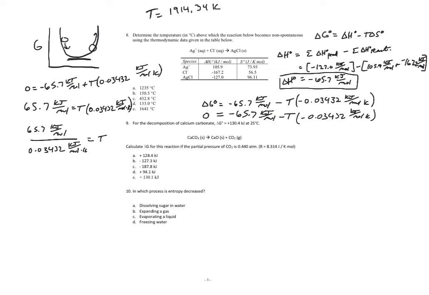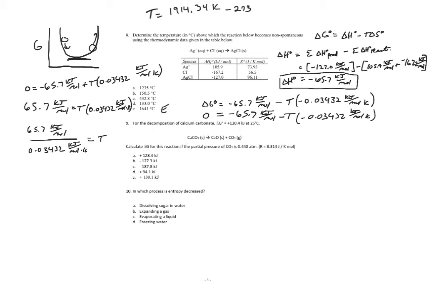Now none of our answers here are in Kelvin. They're in degrees Celsius, so we need to convert from Kelvin to degrees Celsius. So that means we subtract 273 from this number. And when we do that, what we get is a value of E for this equation.